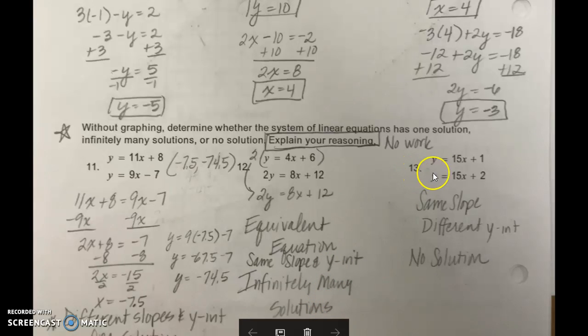And in number 13, both equations are already in slope-intercept form, and I can see this time that I do have the same slope in both equations, but different y-intercepts. So this is automatically going to be a no solution. Remember, if you were to graph these, it would give you two parallel lines.